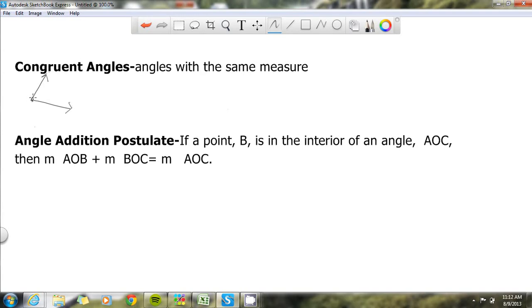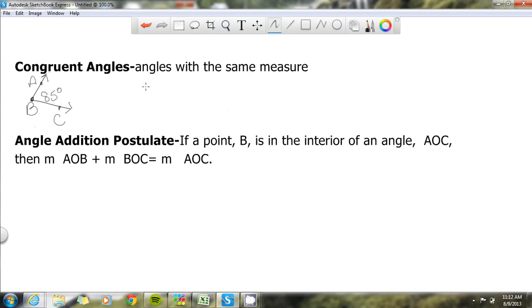We've got a vertex. Let's call it B. Let's have ray BA and ray BC. Now this angle, remember, can be called angle B, or it can be called angle ABC, or angle CBA. Let's say this angle is 85 degrees.